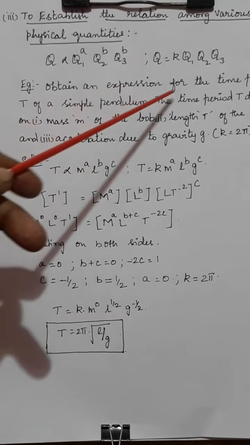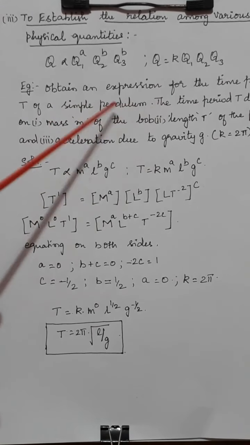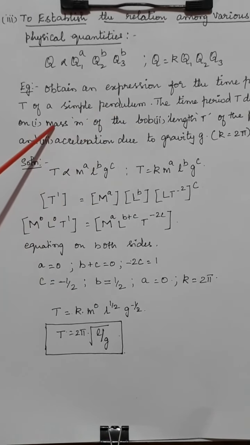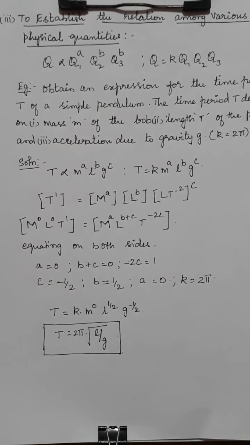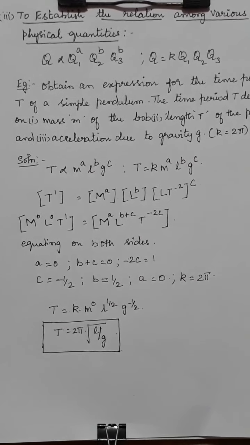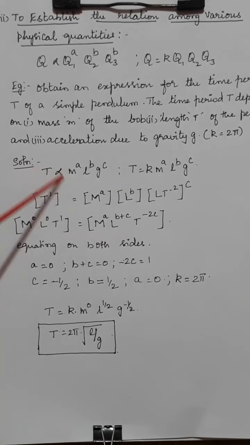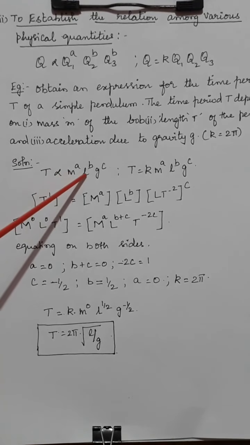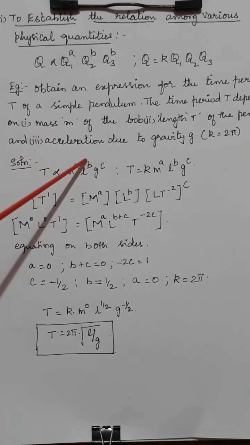Obtain an expression for the time period t of a simple pendulum, where it is going to depend on mass, length of the pendulum and acceleration due to gravity. But here the k value is given, so at last I can find out the equation. So here I will simply write t is directly proportional to mass, length and acceleration due to gravity, with powers a, b, c.